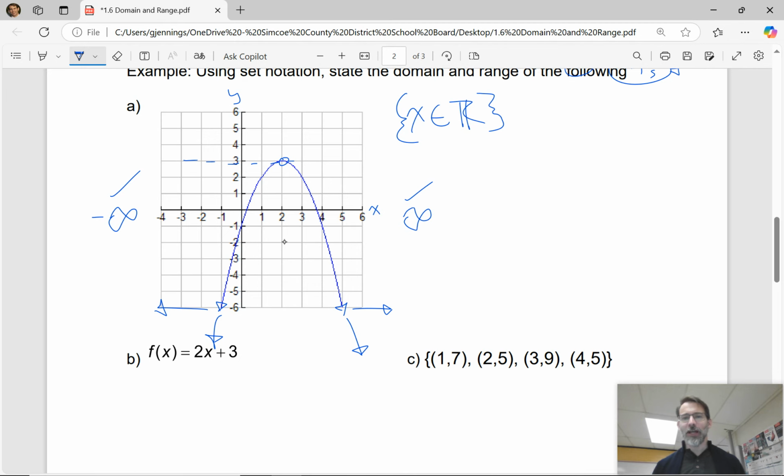Y, on the other hand, the range, so we would say y is also real numbers here, but we have y is less than or equal to 3. That's our limitation. Y can go down to negative infinity, no problem. But it can't ever get higher than 3. So we say y is less than or equal to 3. Equal to is important there because this is included. That's the vertex. That does arrive at 3 before going back down.